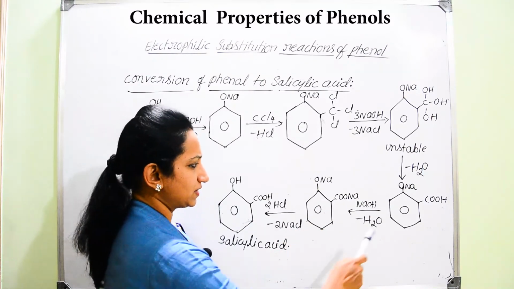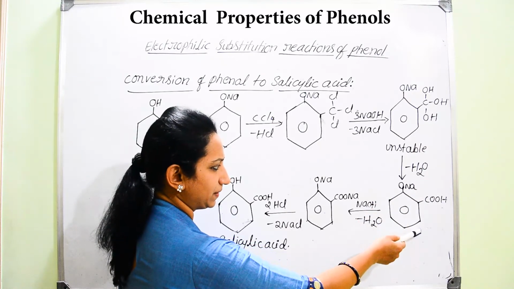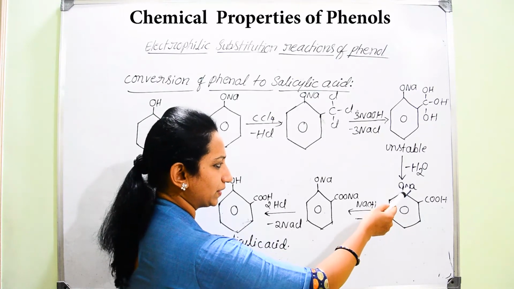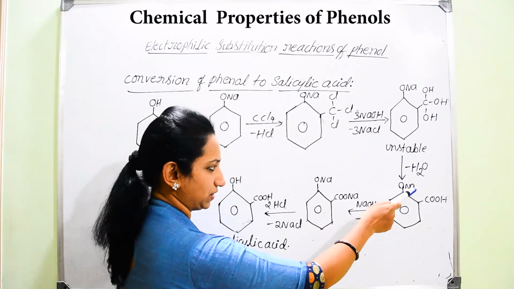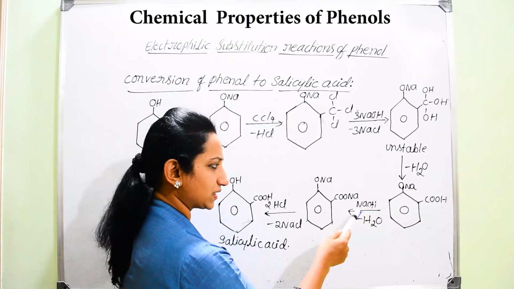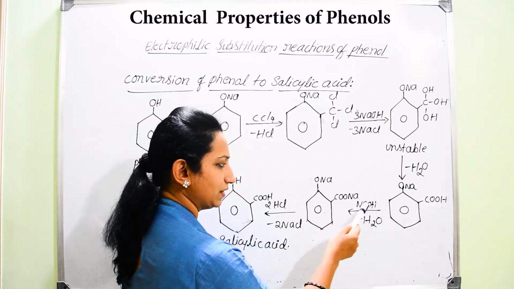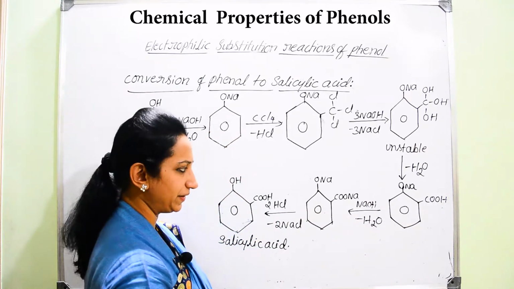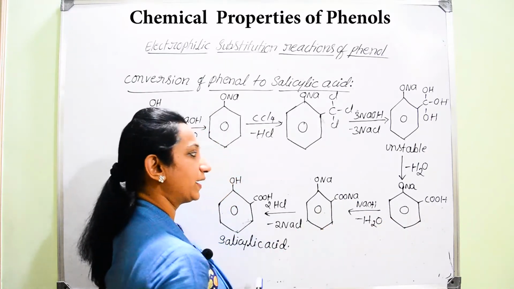And now this sodium salicylic acid is said to be unstable, and in this compound the Na should be replaced by H, but it needs one more step. What is that step? Here the carboxyl group is said to be unstable because of the alkali medium. Hence this COOH group is converting into COONa.